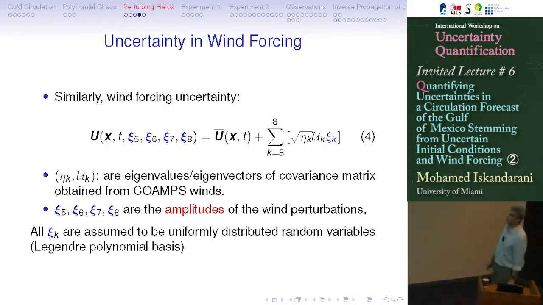We did the same thing for the winds, essentially. We took the winds that were available that we were going to force the model with, and we perturbed them similarly. We identified their EOFs and perturbed them. So the input uncertainties with the wind are also the amplitude of these modes. Again, essentially we have an 8-dimensional space, and we're assuming all these parameters to be independent and uniformly distributed.